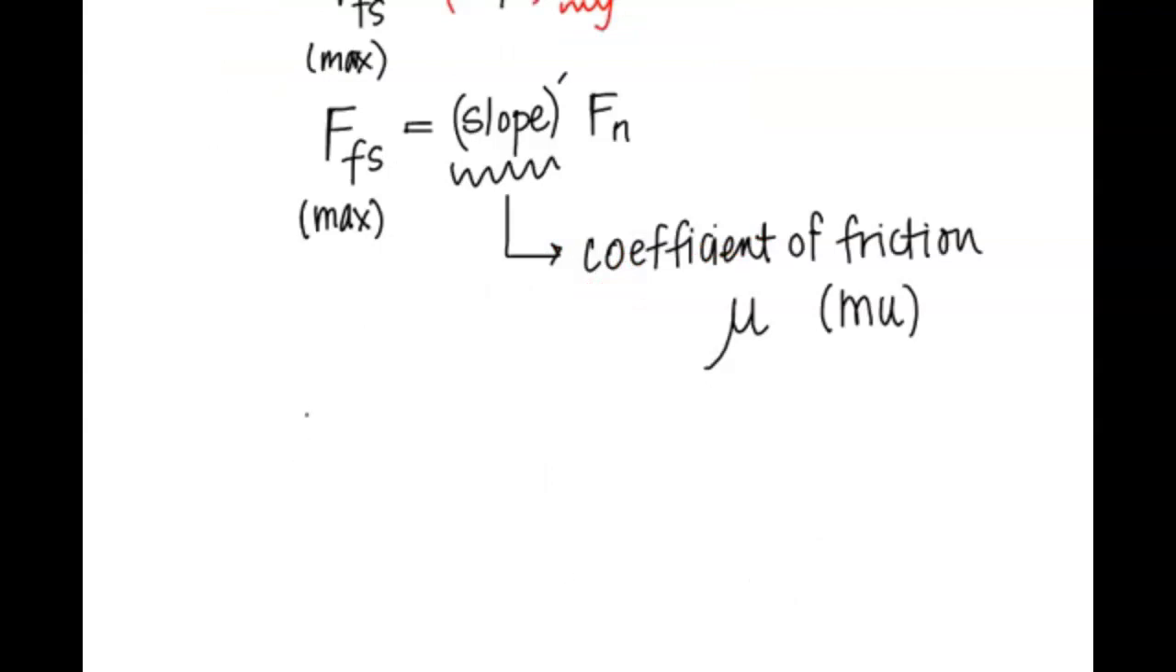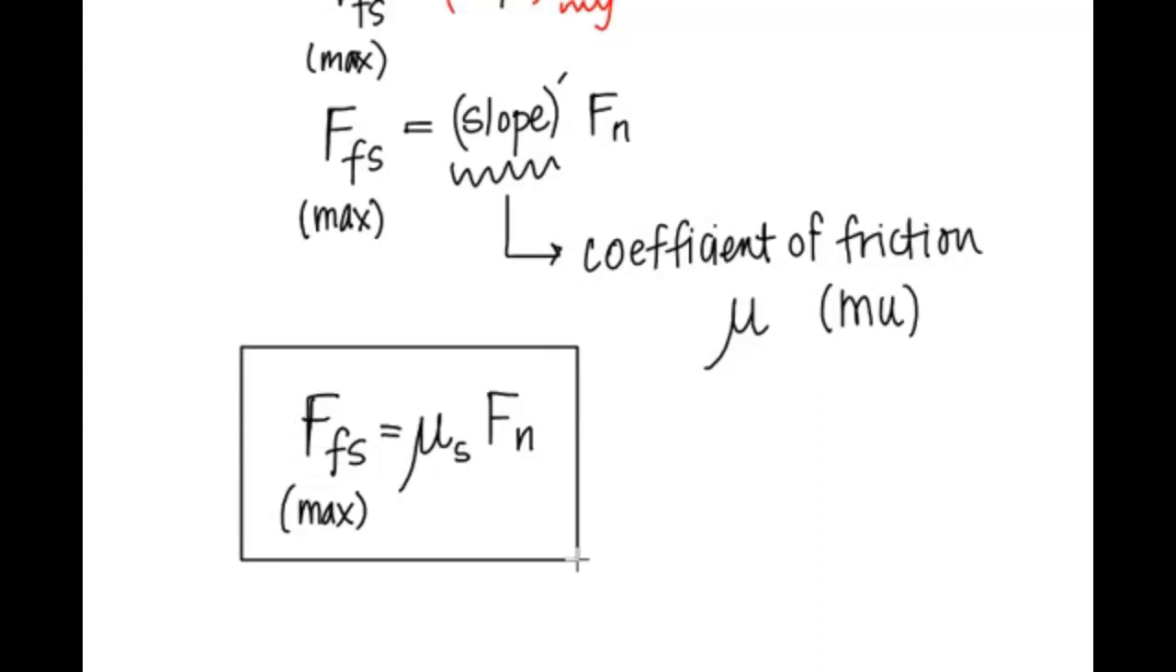All right, so that means that our equation for the force of static friction, and I'm going to put a little max down here just to remind you, would be equal to mu static times the normal force. And that is your, you like to put boxes around it. So there's the equation for the maximum static friction force.